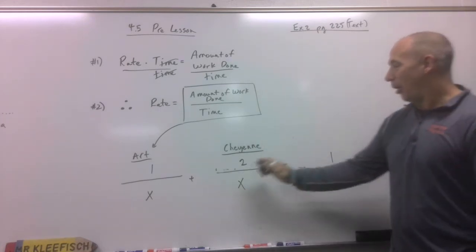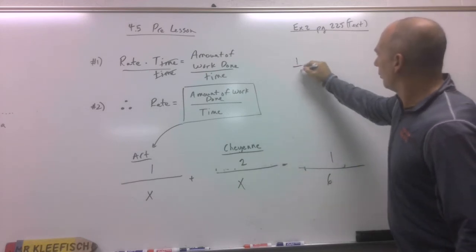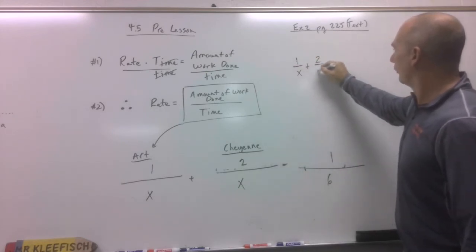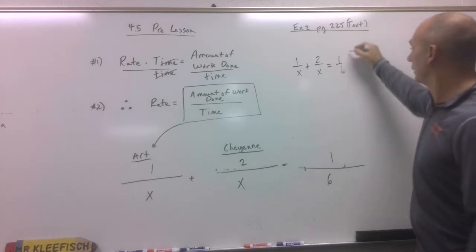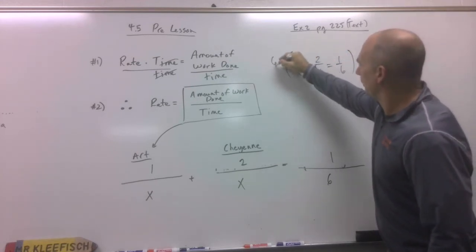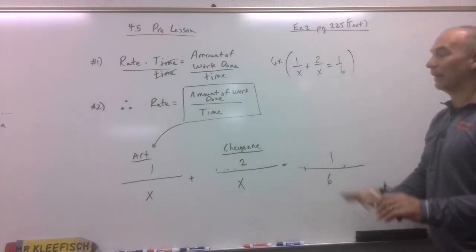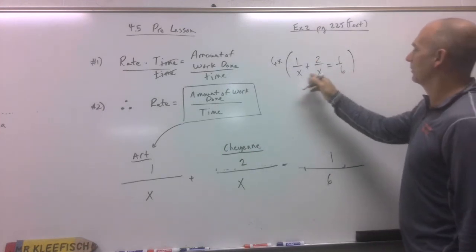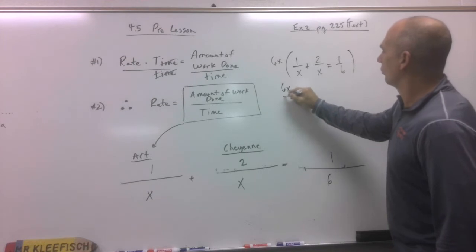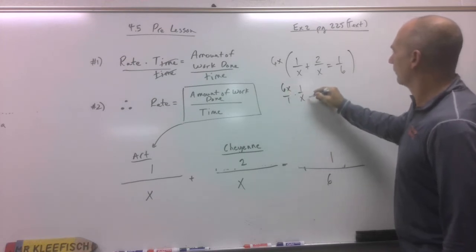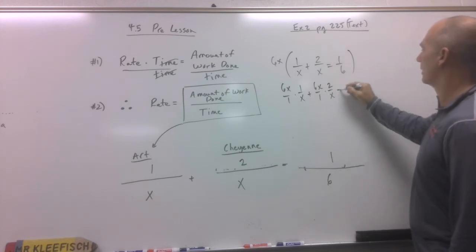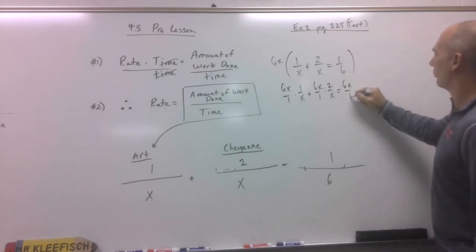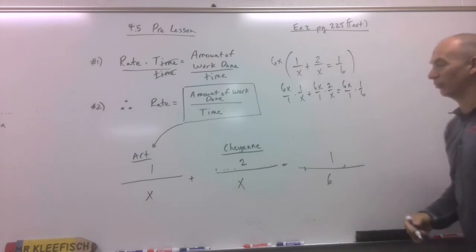So all this turns into 1 over x plus 2 over x equals 1/6. Now this is connected to what we've been learning. So we're going to multiply this by 6x, because that's the only thing that's going to eliminate all these denominators. So 6x over 1 times 1 over x plus 6x over 1 times 2 over x equals 6x over 1 times 1/6. Just showing my work.